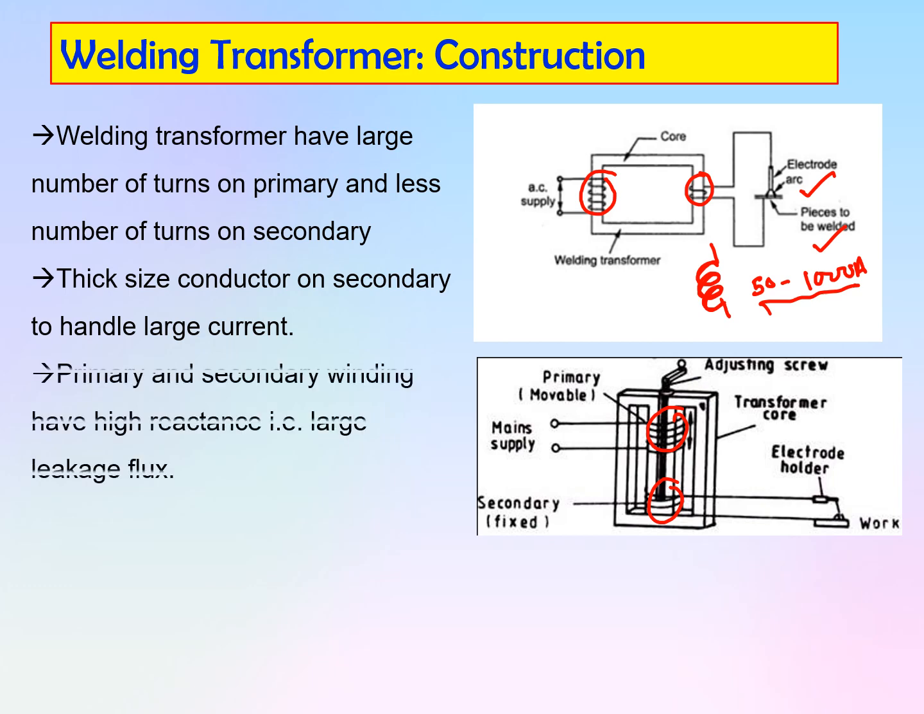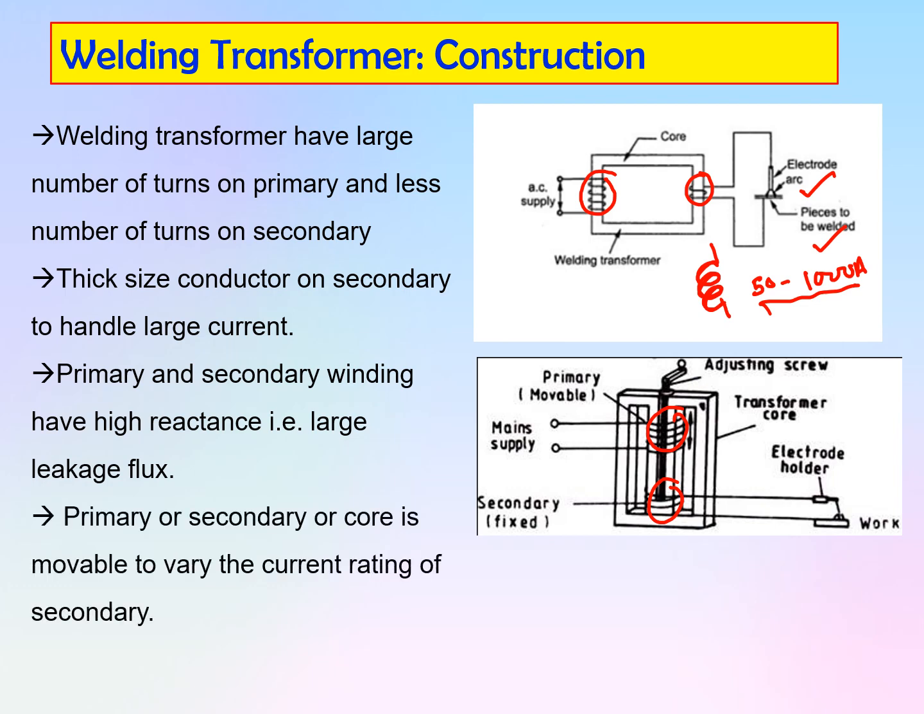The primary and secondary windings have high reactance, that is, a high leakage flux. So the secondary and primary windings are having high reactance, that is, a high leakage flux. Primary or secondary or core. So to control the output current, if you want to control the output current, either you have to move the primary, or you have to move the secondary or the number of turns, or you have to move the core.